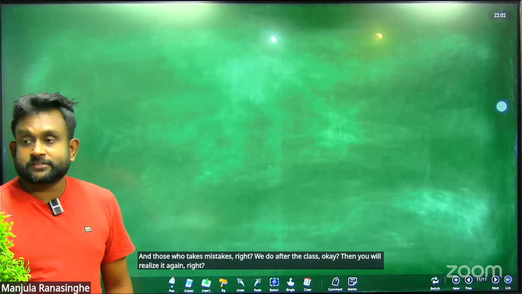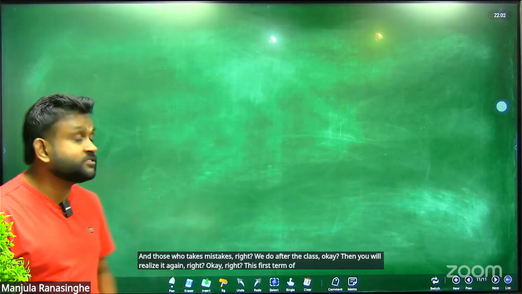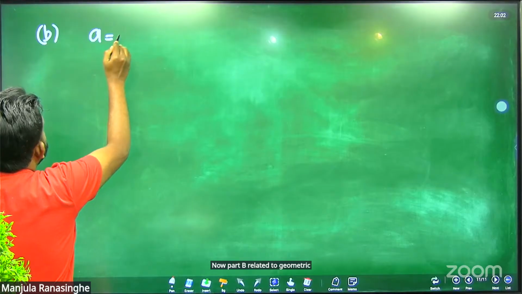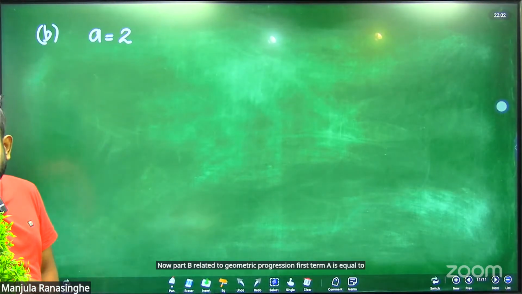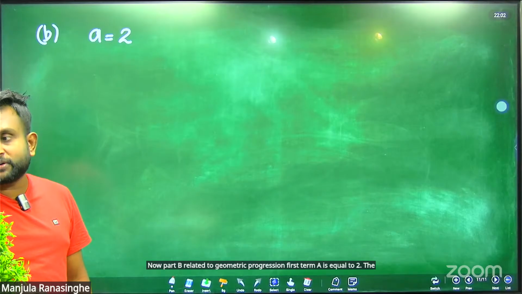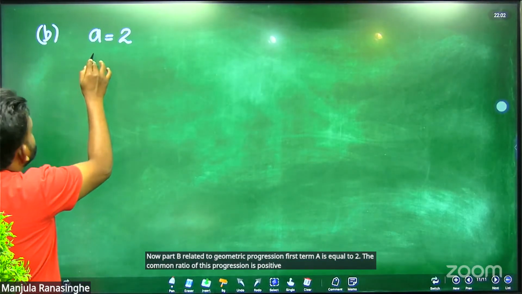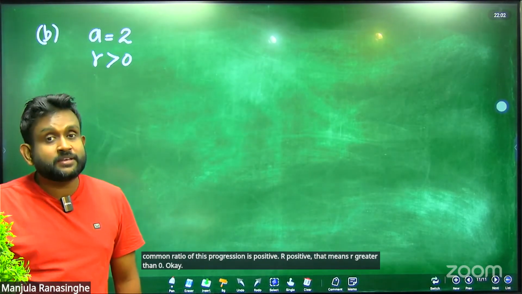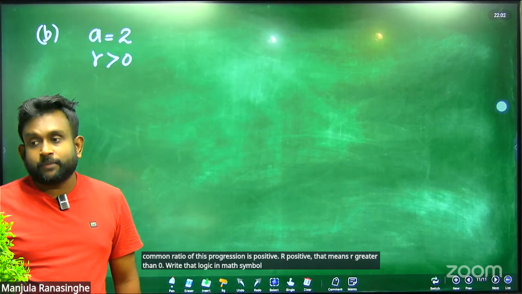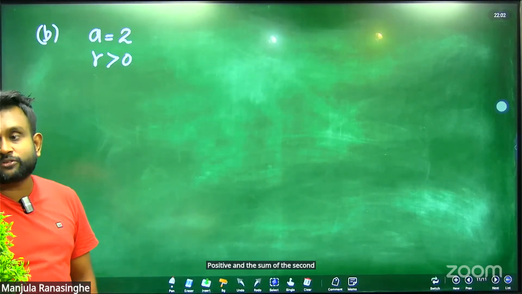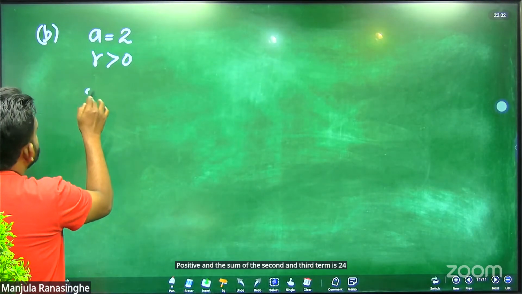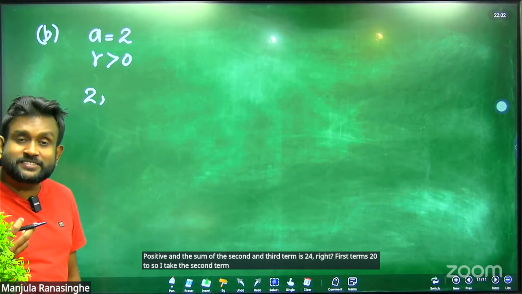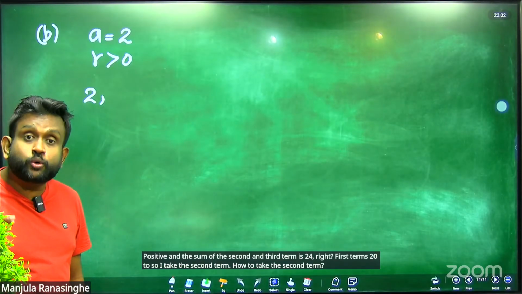Okay, right. The first term of a geometric progression is 2. Now part B related to geometric progression. First term a is equal to 2. The common ratio of this progression is positive. r positive, that means r greater than 0. Write that logic in math symbols. And the sum of the second and third term is 24. First term is 2, so how do I take the second term? I take the common ratio r.